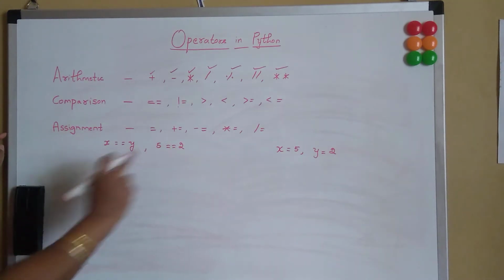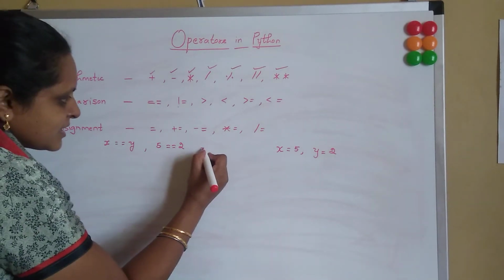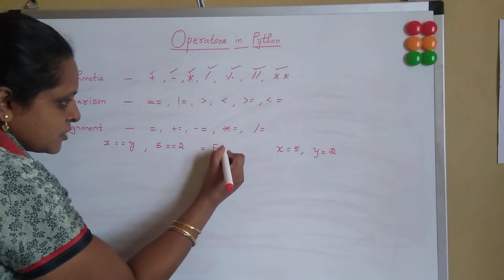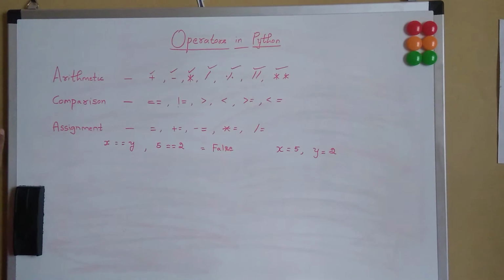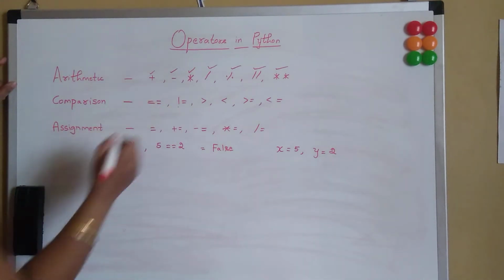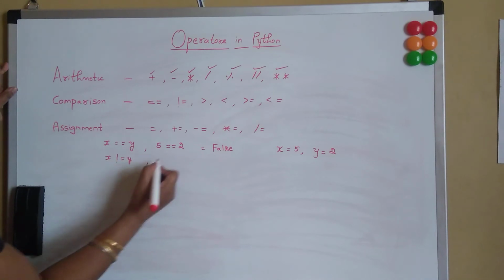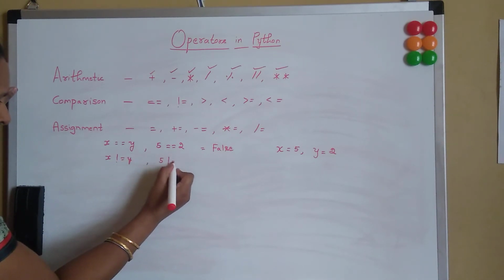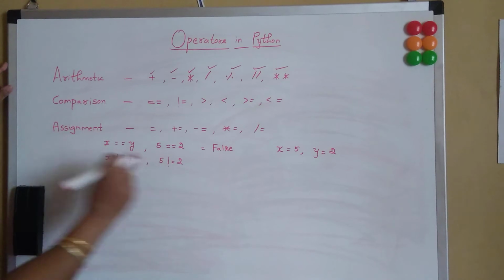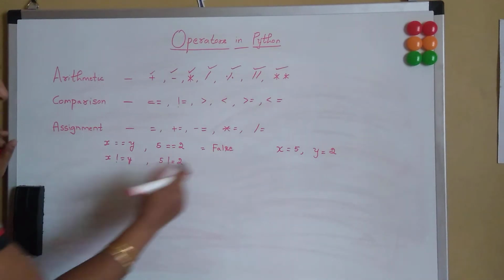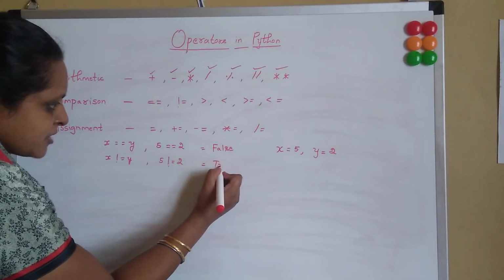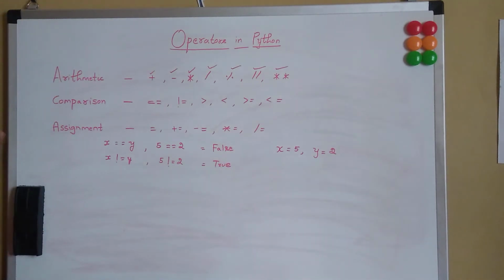5 is not equal to 2. So here it returns the Boolean value false. Next, not equal to: x not equal to y. It gives 5 not equal to 2. It checks, 5 is not equal to 2, so it will return the Boolean value true.